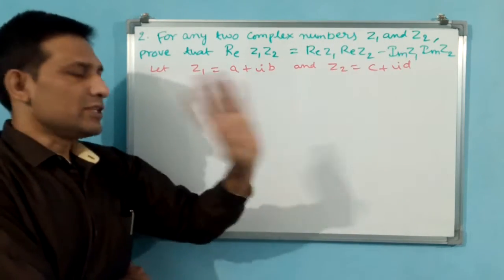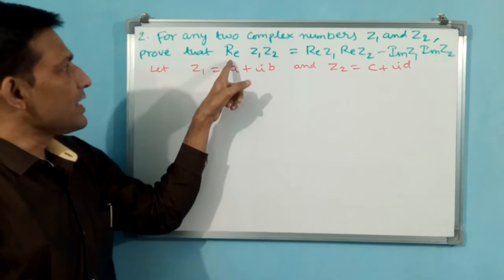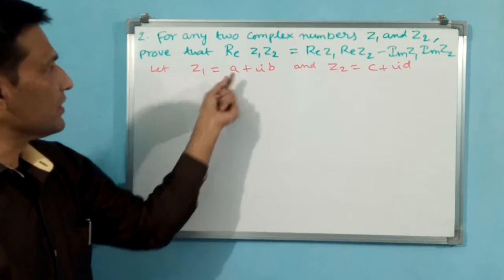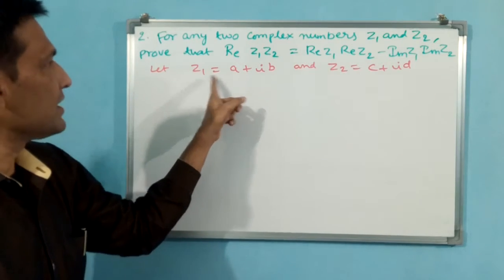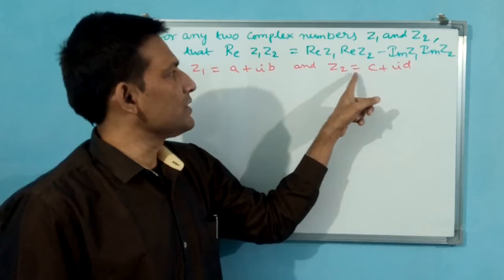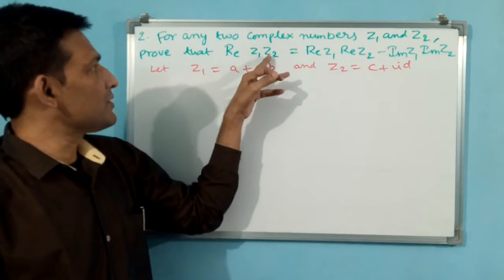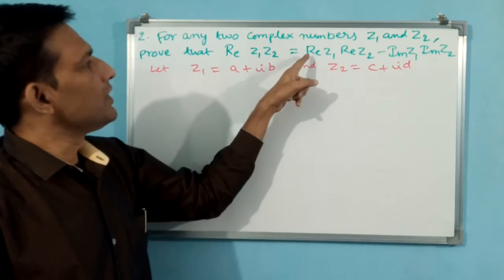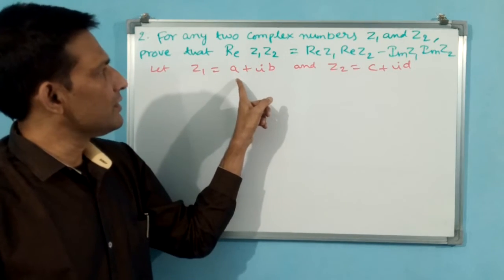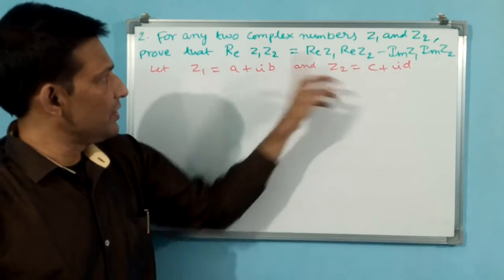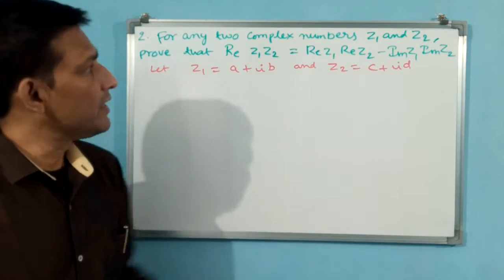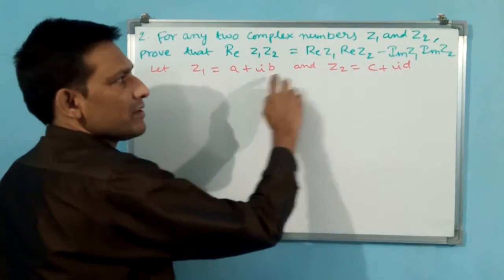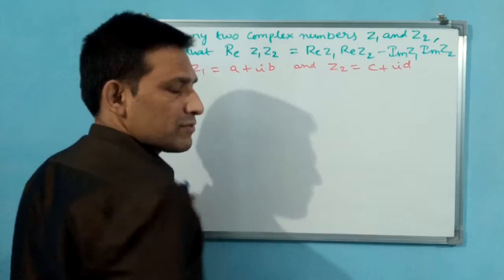Okay, you see here. First you understand the question. In complex numbers Z1, Z2, prove that the real part of Z1 Z2. Real part of Z1 is a. Real part of Z2 is c. That means real part of Z1 into Z2 is equal to real part of Z1, a, real part of Z2, c, a into c, minus imaginary part of Z1, b, into d, imaginary part of Z2.